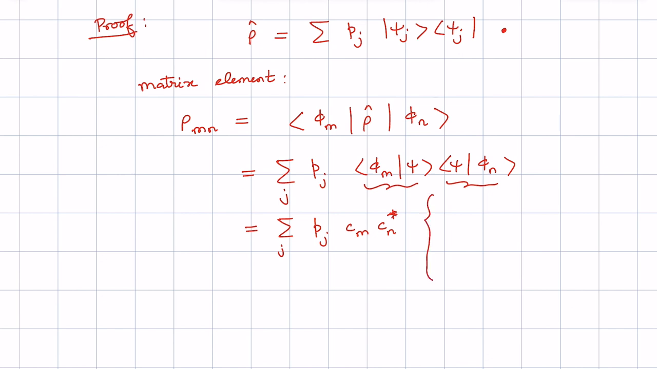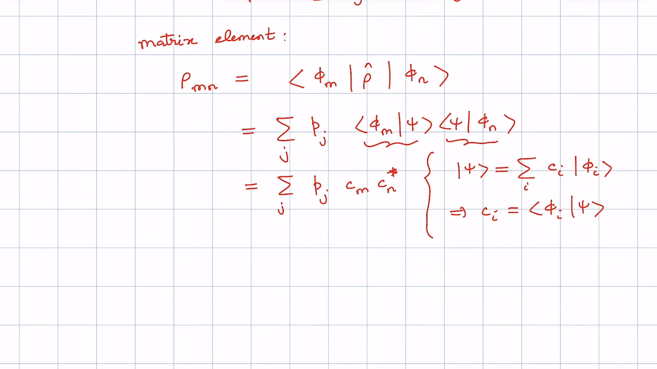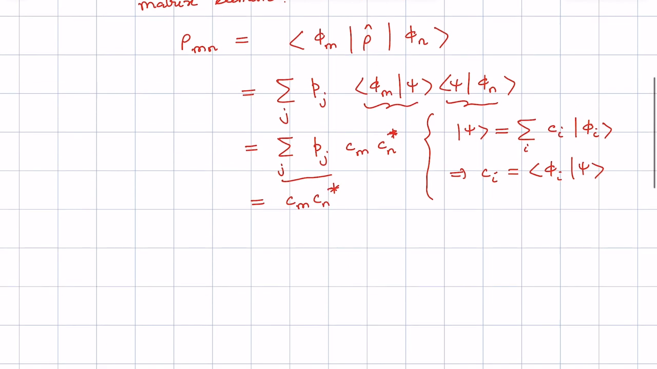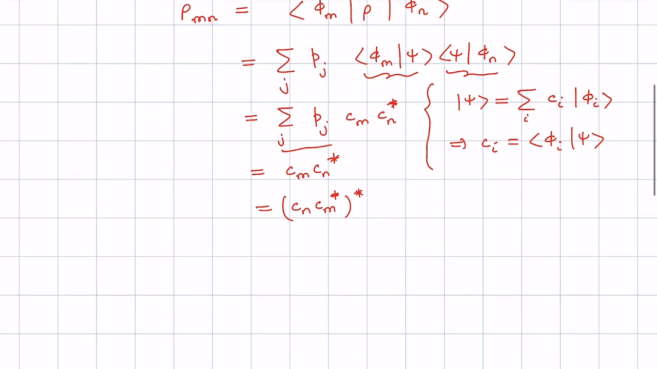If you have forgotten, just for your quick reference, this arbitrary state |psi>, I can express it in the basis state phi as sum Ci |phi i>, and from here, I can write Ci is equal to the scalar product <phi i|psi>, right? So using this, now because the sum is taken over all the classical probabilities, that is going to be equal to 1, so you'll be left with Cm Cn star. This one I can also write as Cn Cm star, then again the product of that, and I again take the complex conjugate. This is nothing but rho n m star.